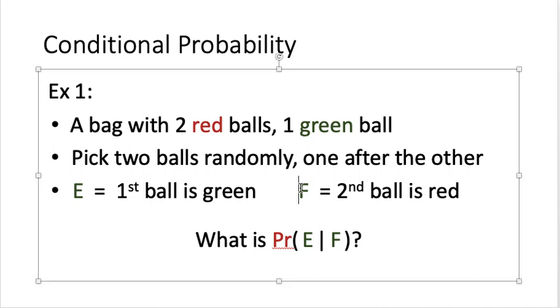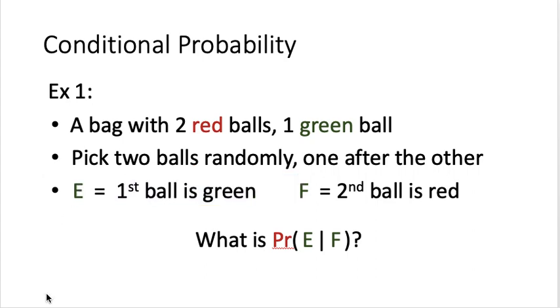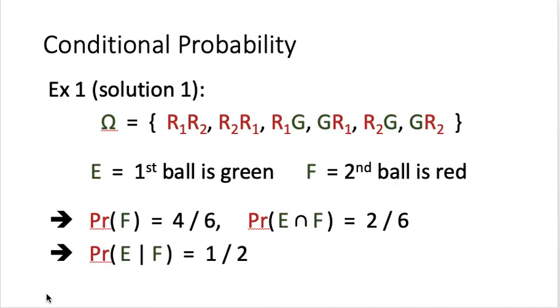What do we know? We know that the second ball is red. And what do we want to find? We want to find, under this condition, under this knowledge, what is the chance that the first ball is green? So we know the second ball is red. We want to find out what is the chance that the first ball is green. So this is what we should remember now.